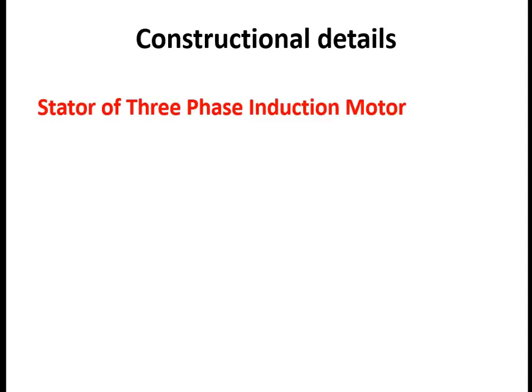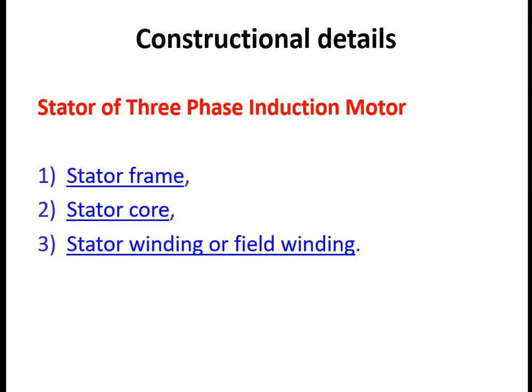Usually electrical machines require two essential parts for their operation. In static machines we call those parts the primary and secondary part, whereas in rotating machines we call those essential parts the stationary part and the rotating part. The stationary part is called the stator and the rotating part is called the rotor. Now we'll start with the stationary part, that is the stator of the three-phase induction motor. The stator consists of three parts, namely the stator frame, stator core and stator winding.